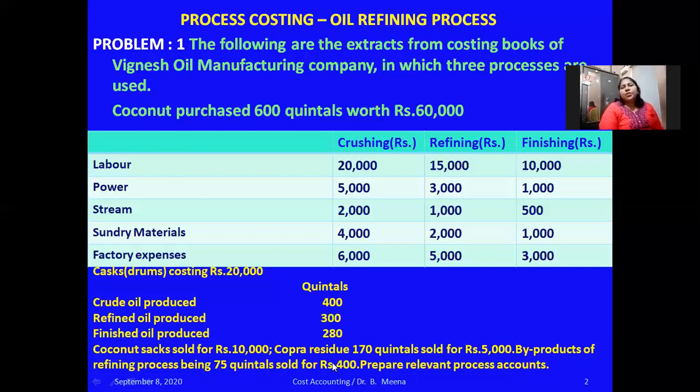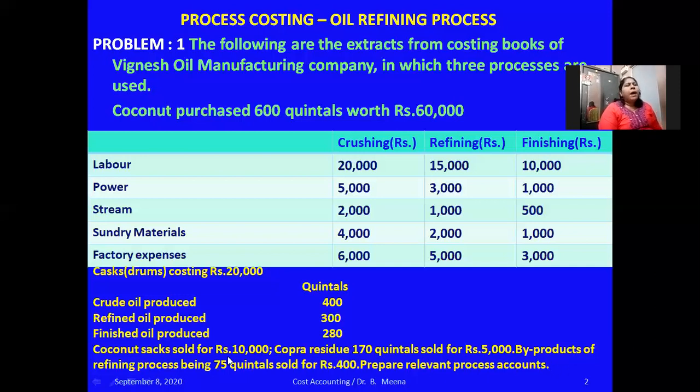This is a residue we added during the crushing process. So we will sell this residue during the crushing process and make income. This income will come on the credit side of the crushing process. So we are getting two kinds of incomes as per this problem under the crushing process. Both the incomes must be credited.